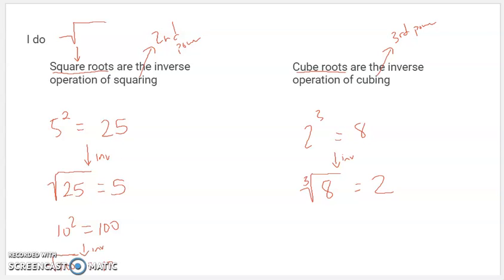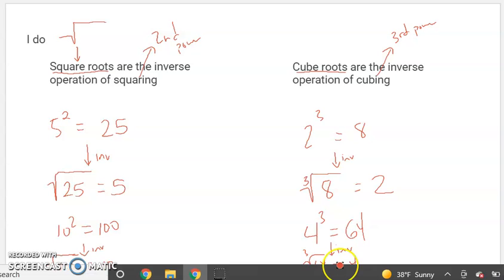Let's do one that's easy to cube, kind of. Cubes get big really quick. 4 cubed is 64. And inversely, the cube root of 64 is 4. That's what cube roots and square roots are.